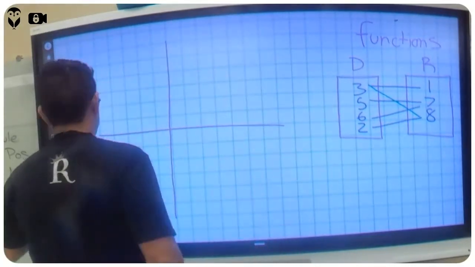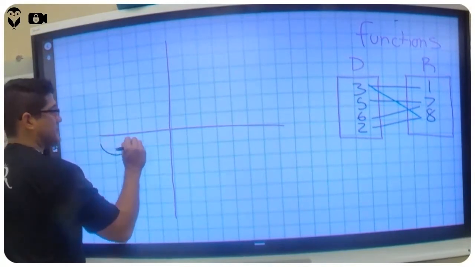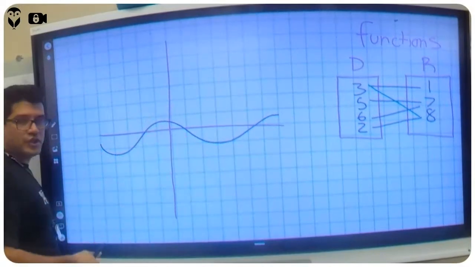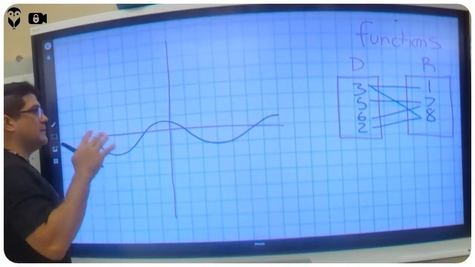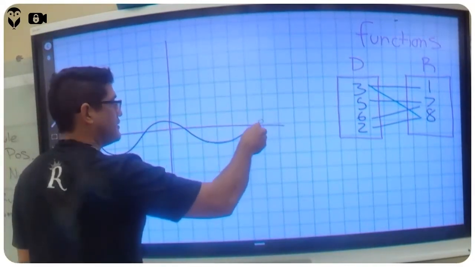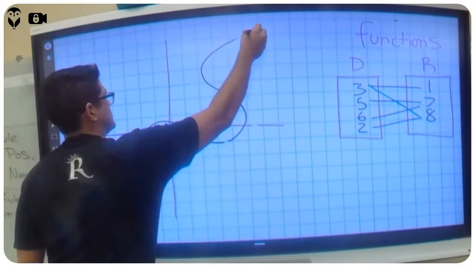Same thing for the graph. Okay? This, even though it's not linear, it's still totally a function. All right? It's totally a function. But how would this look if it wasn't a function? Okay, how would it look if it wasn't a function? It would go like something like this.